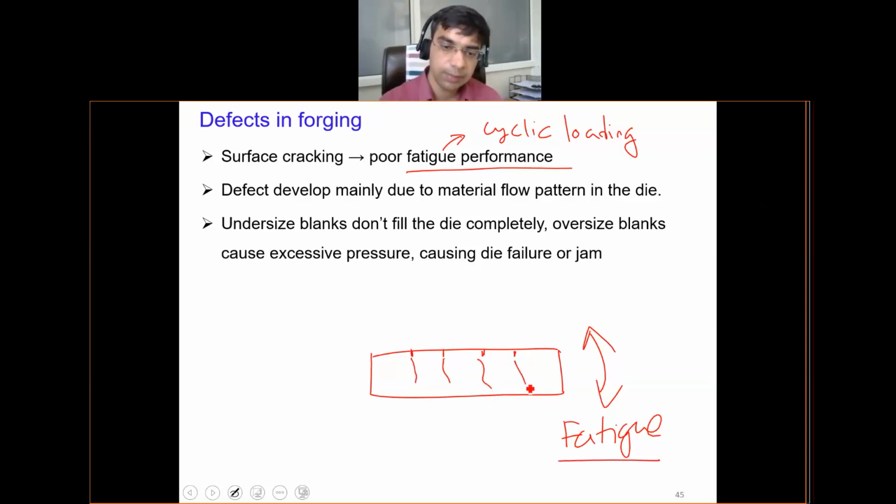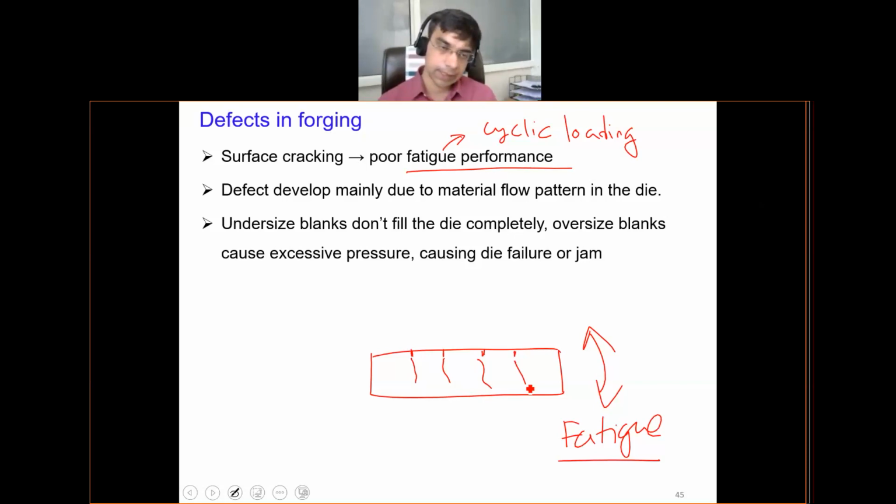If these cracks propagate, you can understand the material will suffer catastrophic failure or fracture, in which the product may be broken into several pieces. If this is a very critical application where a forged part is being used and it fails under fatigue, you can understand the consequences of such an event. So generally, surface cracking is a very critical defect to be looked into from the aspect of forging.